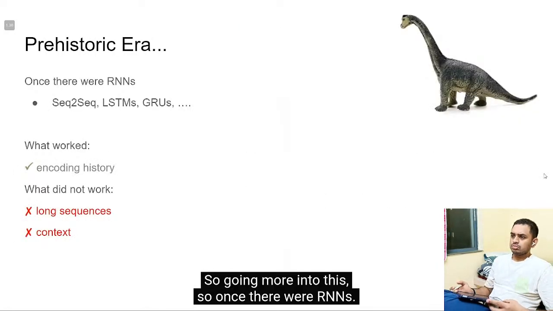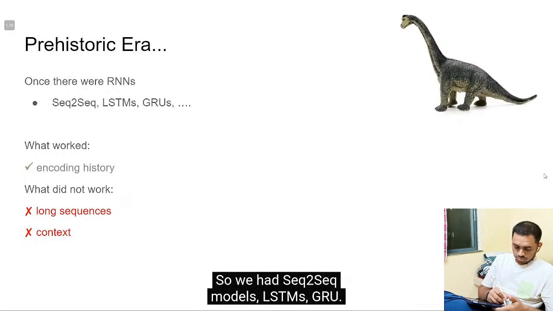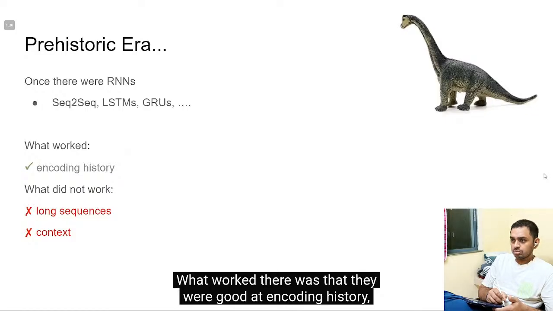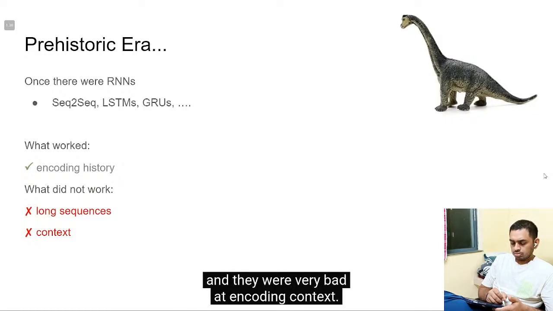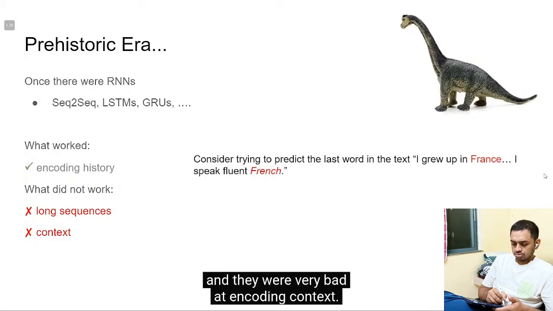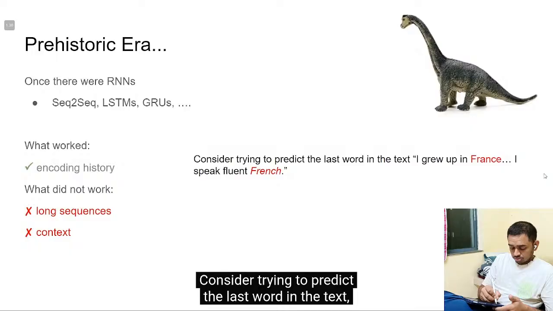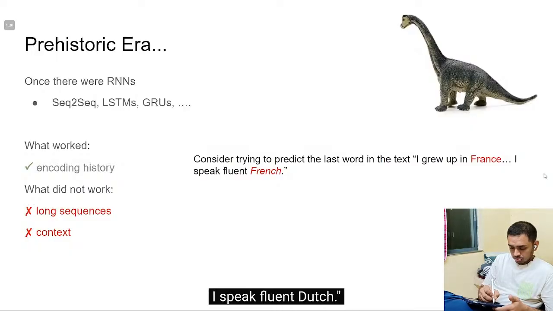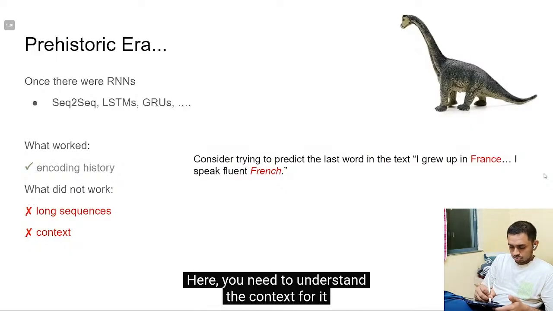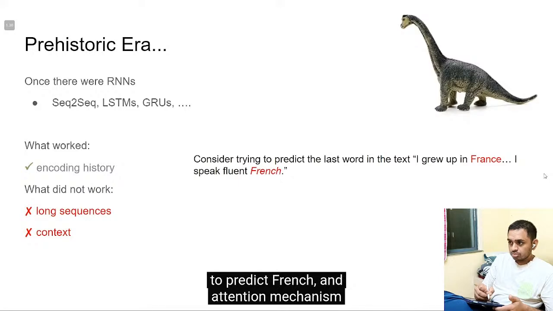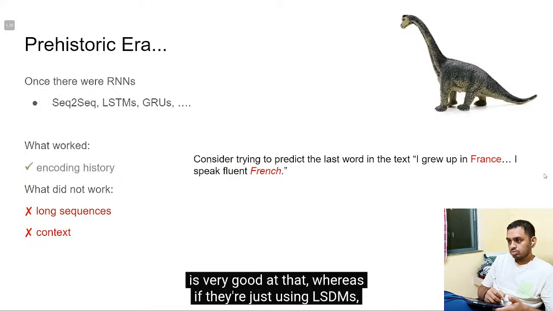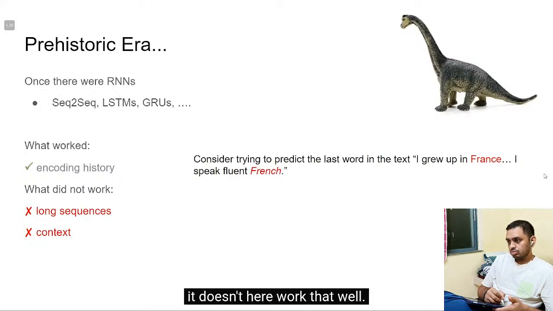So going more into this, once there were RNNs, we had sequence-to-sequence models, LSTMs, GRUs. What worked here was that they were good at encoding history, but what did not work was they didn't encode long sequences, and they were very bad at encoding context. So consider this example. Consider trying to predict the last word in the text: "I grew up in France... I speak fluent dash." Here, you need to understand the context for it to predict French, and the attention mechanism is very good at that. Whereas if you're just using LSTMs, it doesn't work that well.